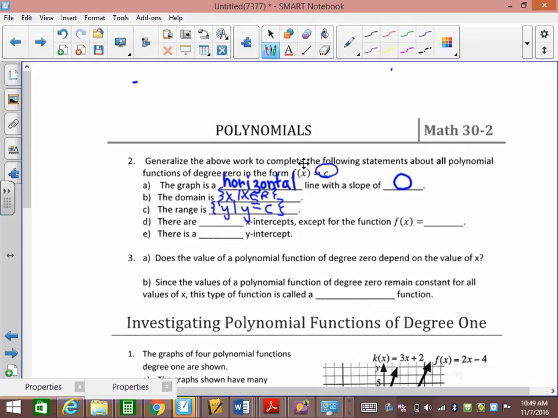There are how many x-intercepts, except for the function f of x equals what? Those first three we drew, how many x-intercepts were there? None. There were no x-intercepts. They didn't cross the x-axis at all, except for the function f of x equals 0, where it had infinite x-intercepts.